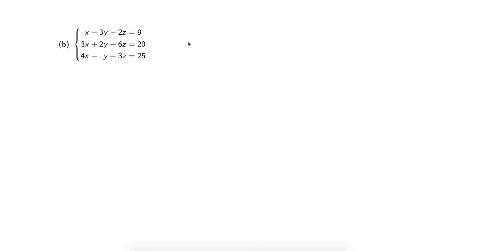So we'll look at the coefficients of the variables on the right. So we have 1, negative 3, negative 2. Penmanship is really poor. 3, 2, and 6. And then 4, negative 1, and 3. And again, if you're ever missing a variable, just fill it in with a 0 for the coefficient. I will draw a vertical line to separate the left and right-hand sides, and then 9, 20, and 25.